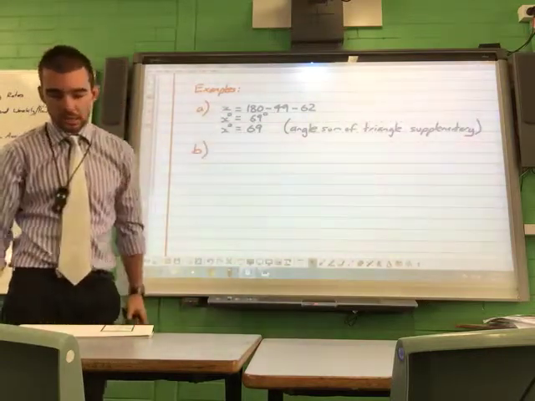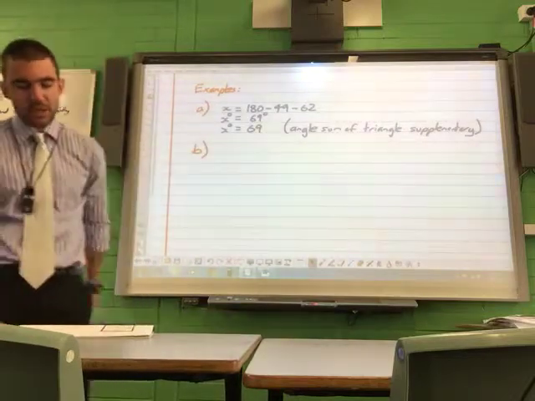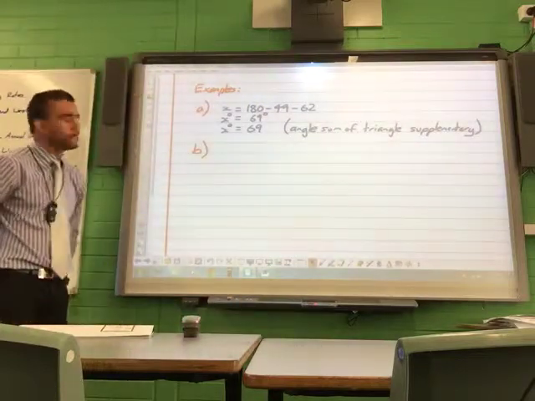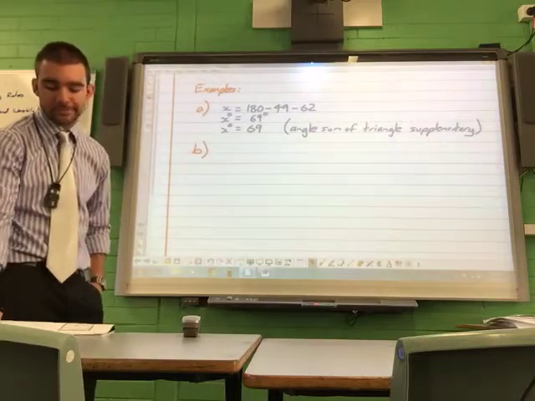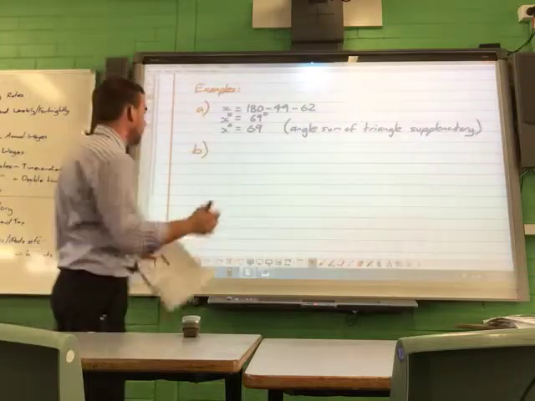B. Down the page. Alright, so I've got 4x, 5x and 3x at each of those vertices. So I need to find the value of the single x. So how do I do it? Add them all together and then divide. Alright, so let's add them all together.